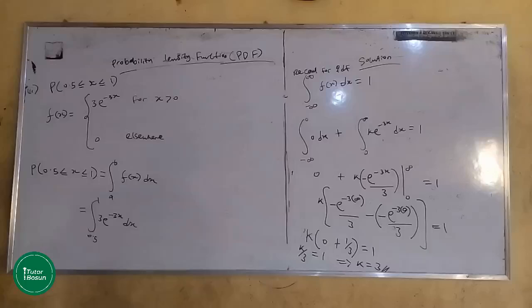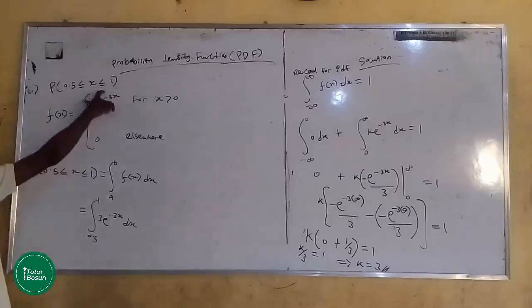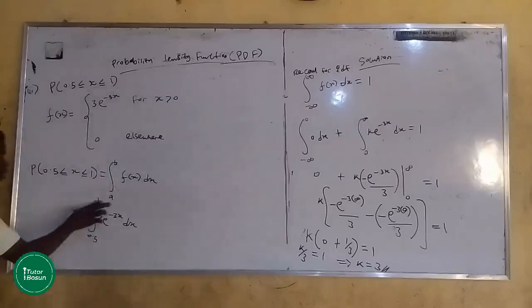We are neglecting 0 because it doesn't fall within this boundary condition. We have 0.5 less than or equal to x less than or equal to 1, and that only falls within this part of the function. That's the reason why we are only doing this in our calculations to determine the probability.